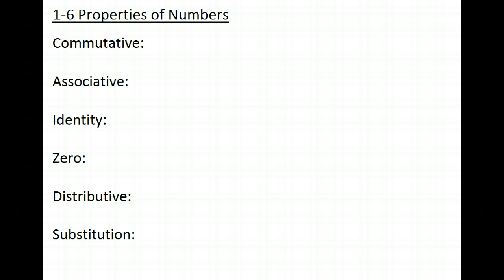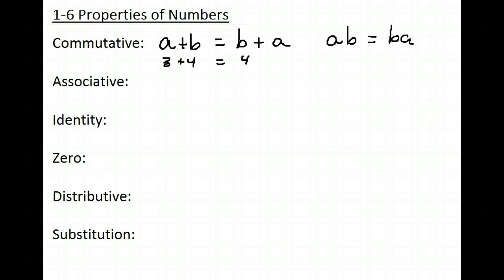The first one is the commutative property. And that one, if you remember, is how you order your numbers. In addition and multiplication, it does not matter how you change the order. For example, A plus B is equal to B plus A. Or in multiplication, AB is equal to BA. So you can say 3 plus 4 is equal to 4 plus 3, or 6 times 7 is equal to 7 times 6. You get the same answer.